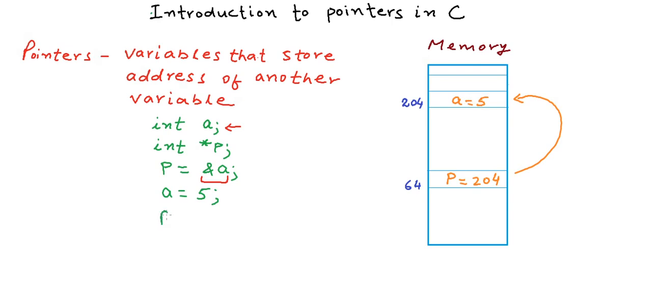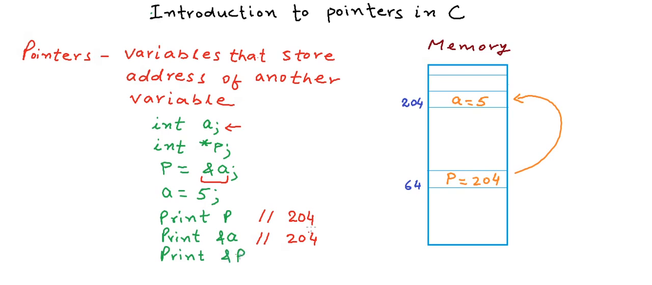Now what will happen if I print p? What will be the output? Any guesses? Think about it. Okay, so if we try to print p, then the output will be 204 because p has a value 204. What if we simply try to print ampersand of a? Ampersand of a also gives us the address of a, so this will also be 204. What if we want to print ampersand of p? Now p is also a variable and it is also stored in the memory. So ampersand, since it gives you the address of that variable, so printing ampersand of p should give us 64, which is the address of p.